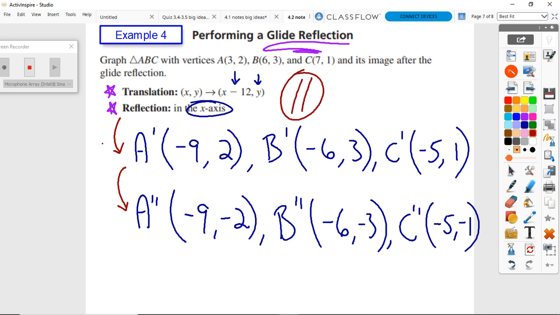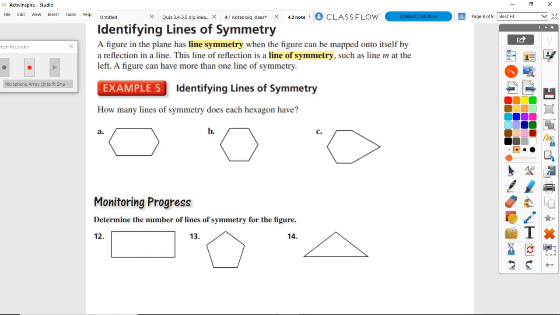That's it. Super simple. And wrapping up the lesson today, we got lines of symmetry. So I know you talked about this back in middle school, maybe even earlier than that. A figure in a plane has a line of symmetry when the figure can be mapped onto itself by a reflection in a line. So we study lines of symmetry because essentially if you can reflect it onto itself, then think about folding a piece of paper, or folding a shape in general. If you can fold it so it's exactly evened up, then when you unfold it, that crease line is a line of symmetry.